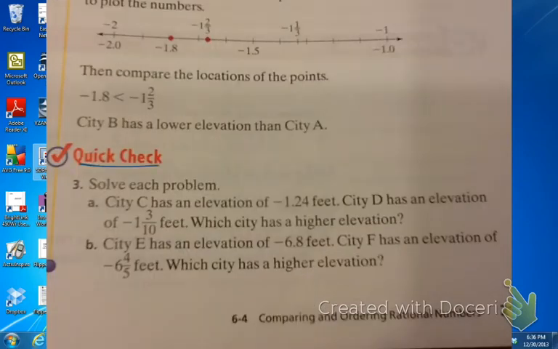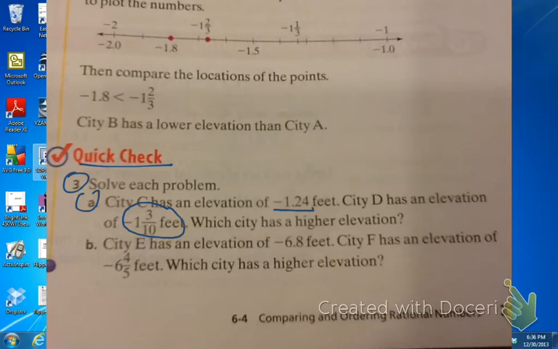Alright, do this quick check. Number 3, solve each problem. Pause me and then push play when you're ready to check your work. Alright, so A says city C has an elevation of negative 1 24/100 of a foot, whereas city D has an elevation of negative 1 3/10 of a foot. Which city has a higher elevation?